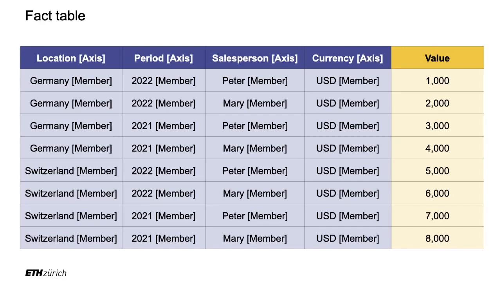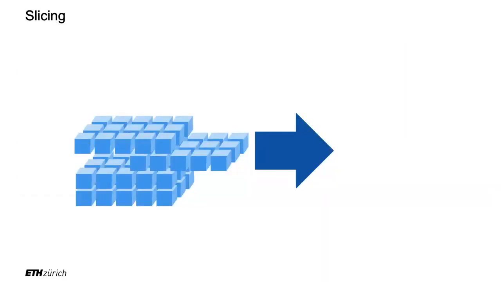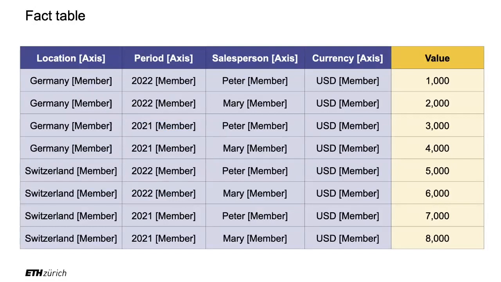Okay, so now we even have four dimensions, but you might notice that the last one is always USD, right? So I will come back to how we can display it better, because it's all the same value in the currency axis. Okay, but we have our cube display.